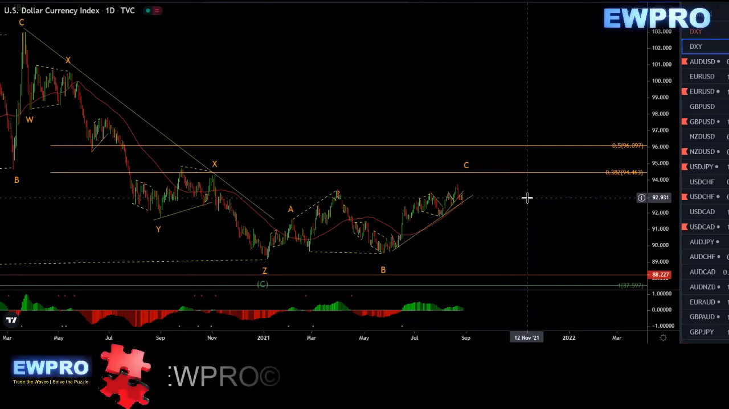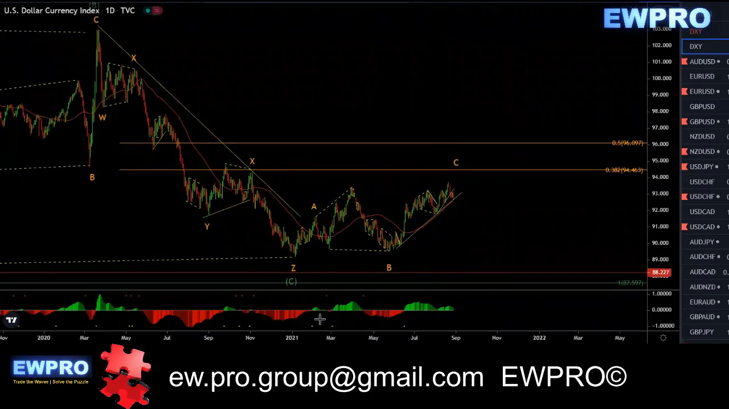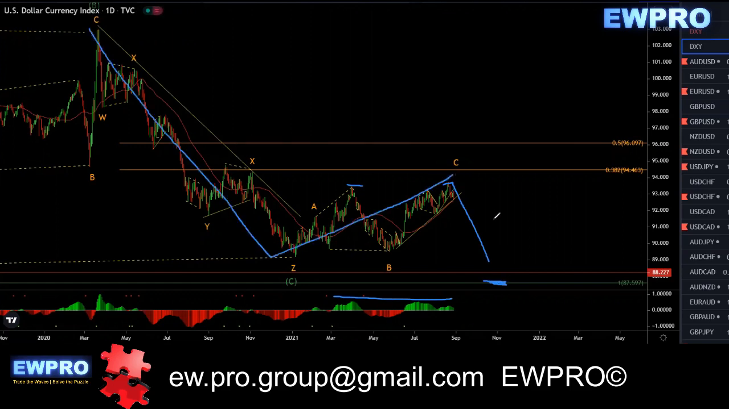Boone here from EWPRO. Looking at the DXY on the daily, we just broke this top there last week, and we got that bearish divergence. So we're looking for downside, and we may even get down to this 100 fib on the weekly for a larger A, B, C, and it may even go lower. But we will start to look for downside.